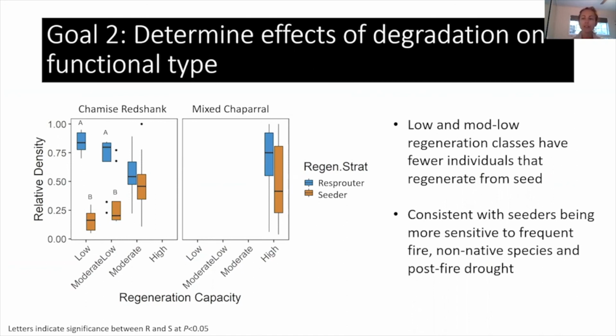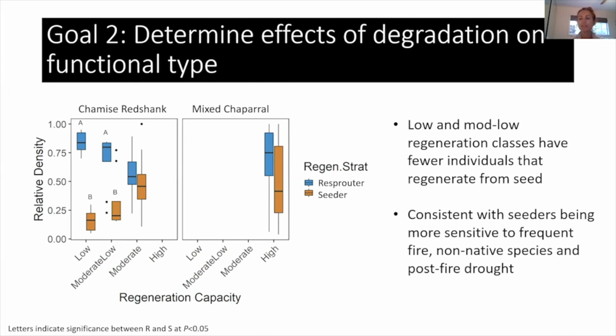So to do this, we evaluated the relative density of shrub species that regenerate from resprouts, and those can be seen in blue, versus those that are incapable of resprouting and therefore recruit from seed. And so the density of cedars can be seen in orange. So we separated the analysis by vegetation type to take into consideration the potential difference in densities of resprouters and cedars in chamise redshank, so that's the first box here, versus the mixed chaparral, which is the second box here.